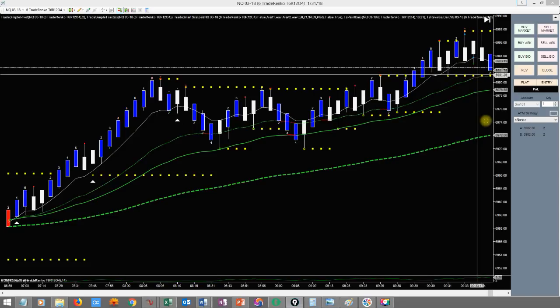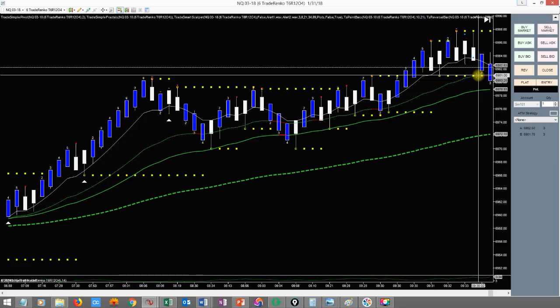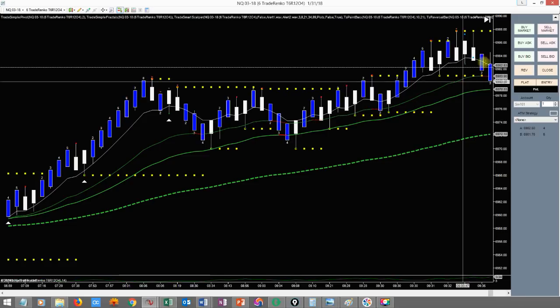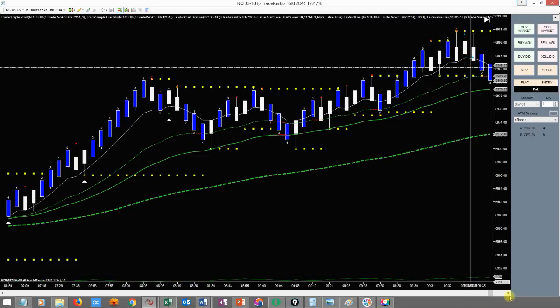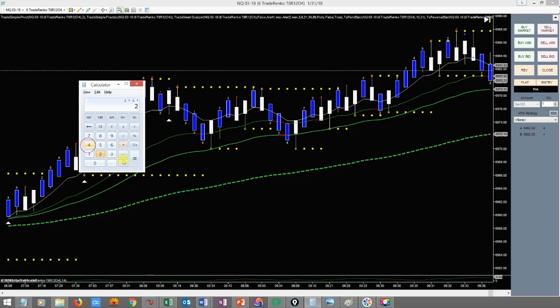69.81.25 is where you would have exited. Let's see if the price got there. Right there. Okay, 81.25 right there. And that's another 8 ticks. That's 24 ticks you've made. So if you're trading 2 contracts, 2 times 5 times 24, you would have made $240 just on the Nasdaq.